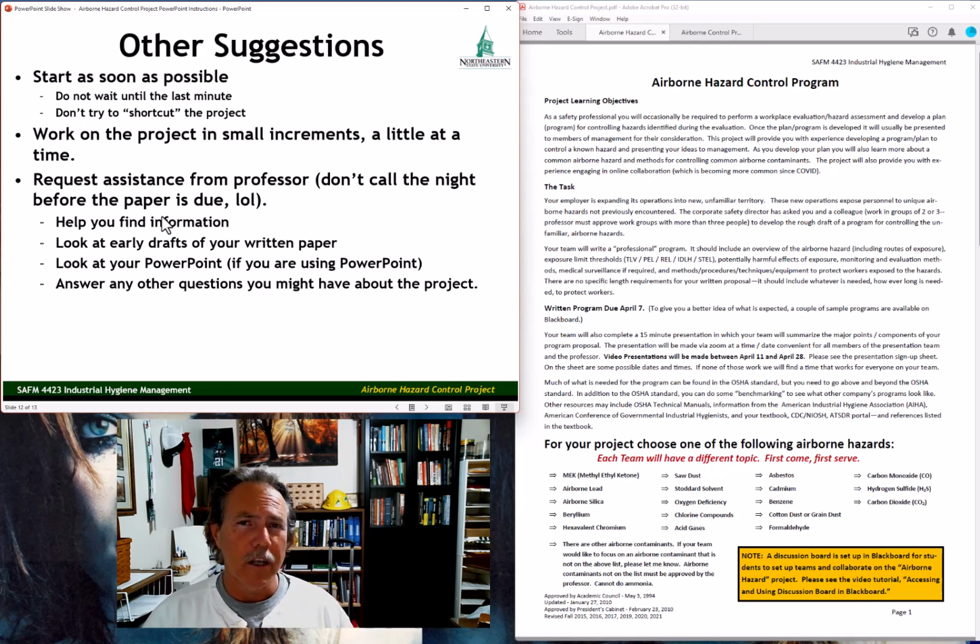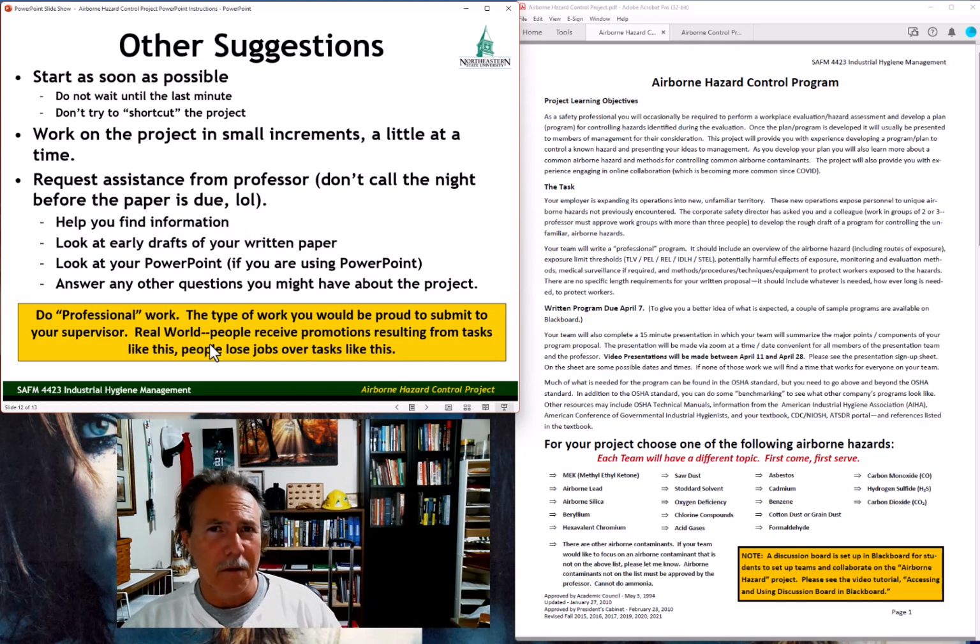If you want to do an early draft of your paper, an early version of your paper, send it to me and have me take a look at it and give you some feedback, or let you know if you're on the right track or not. Do that. If you want to send me your PowerPoint, if you're using a PowerPoint, send that to me and I can give you some tips on that perhaps. I'm here to answer any questions you might have about the project and help you get this project completed. And when I say get the project completed, I'm talking about a professional level, high quality project. Something that looks good, presentation that makes sense, that sounds good.